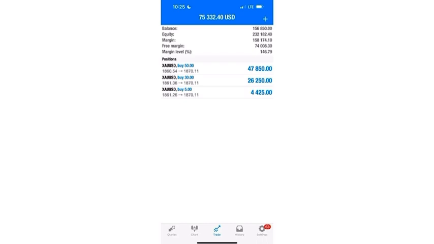So if you want to make profits like this, to be in $75,000 profit with an $11,000 account, you first have to gain the knowledge, and the knowledge begins with understanding what candlesticks are.